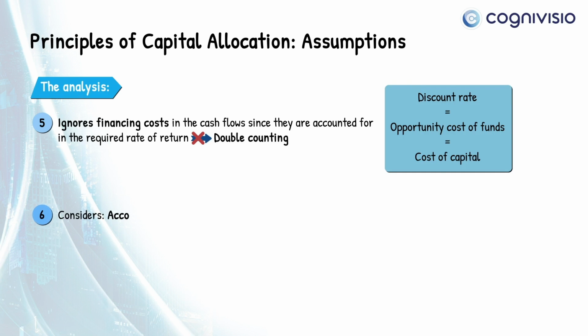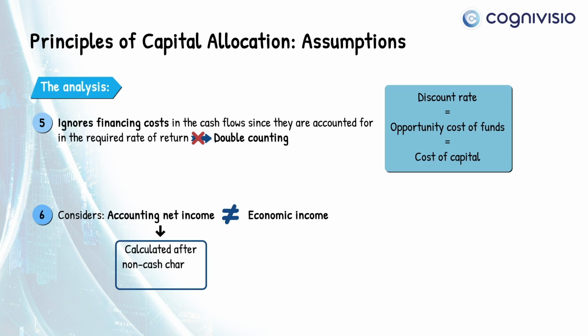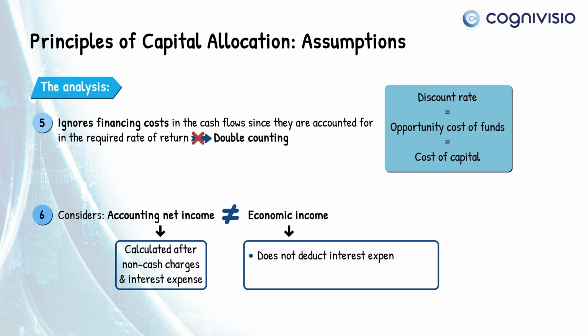It considers that accounting net income differs from economic income. While accounting net income is calculated after non-cash charges and interest expense, economic income does not deduct interest expense and consists of the cash inflows plus changes in the company's market value.